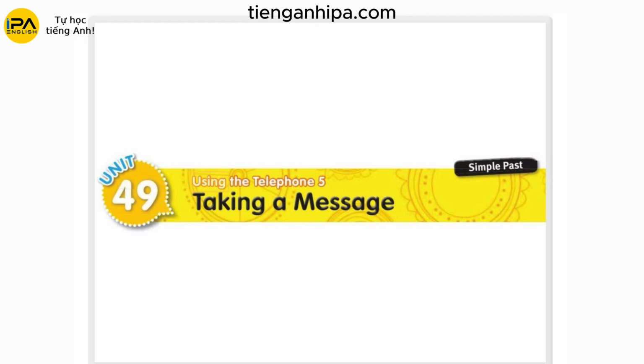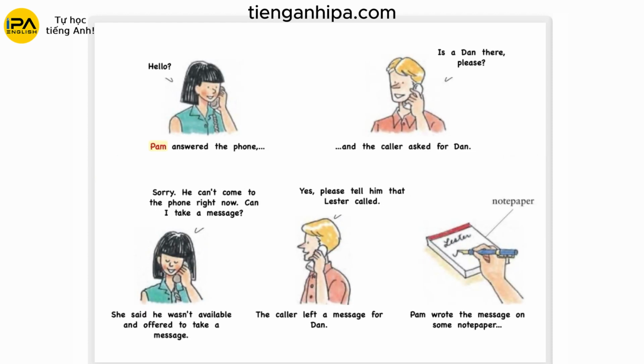Chapter 49. Using the telephone 5. Taking a message. Pam answered the phone, "Hello?" and the caller asked for Dan. "Is Dan there, please?" She said he wasn't available and offered to take a message. "Sorry, he can't come to the phone right now. Can I take a message?"